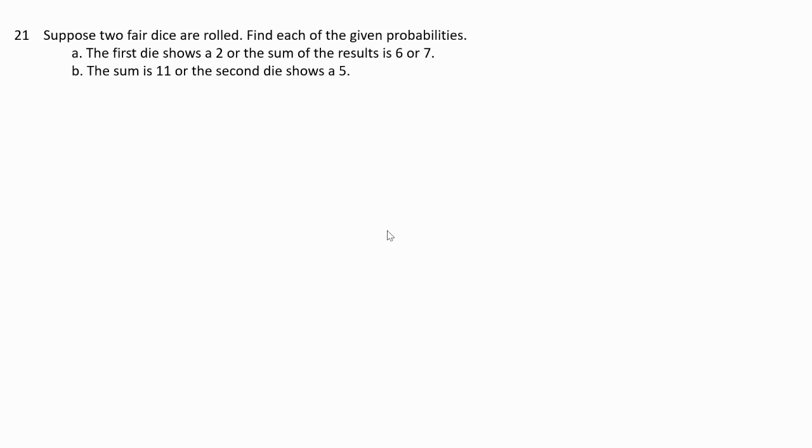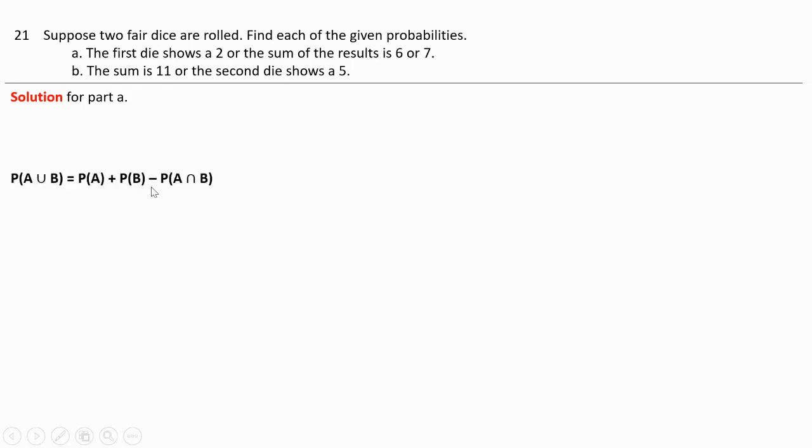Suppose 2 fair dice are rolled. Find each of the given probabilities. So for part A, we're going to use this formula here.